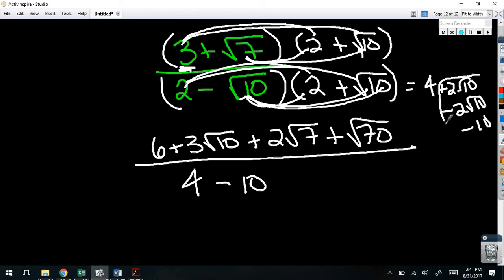They can't, these two cancel out because they're the exact same thing, but one's a positive and one's a negative. Yes, because negative root 10 times positive root 10 is negative 10. Will it always be negative? Yes, because it's essentially a difference of two squares. It's just in factored form. And now we just need to put negative 6.